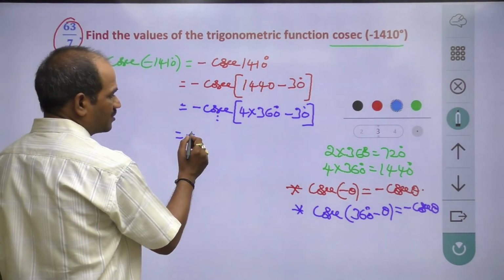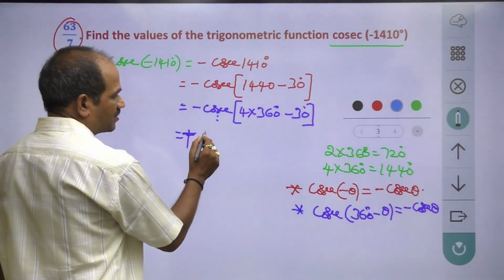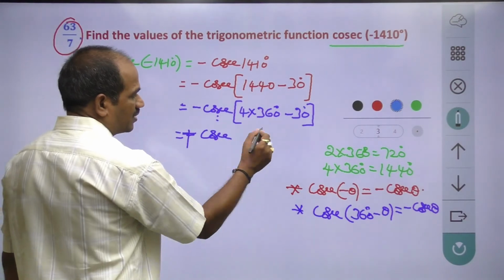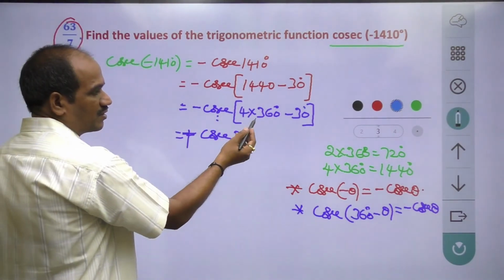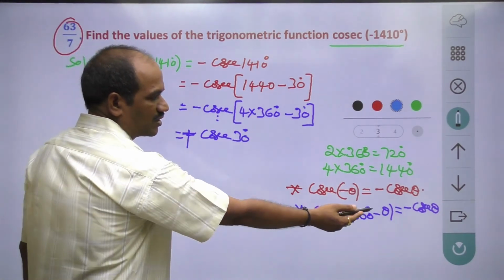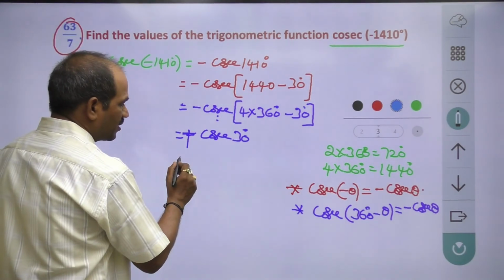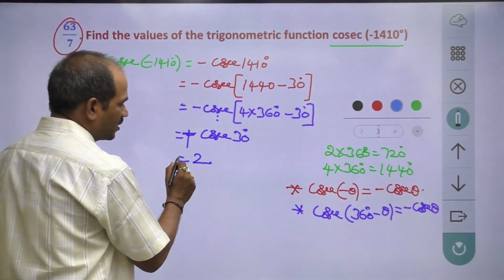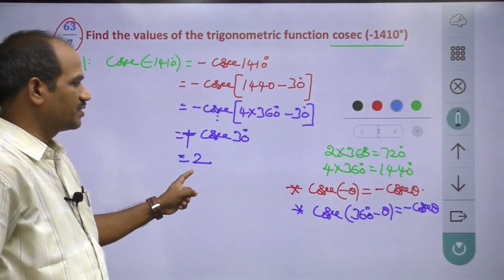Minus in minus plus. Here cosecant theta, theta value is 30 degrees. Cosecant of 360 minus theta is minus cosecant theta, so minus in minus plus. Cosecant 30 is equal to 2. So cosecant of minus 1410 degrees value is 2.